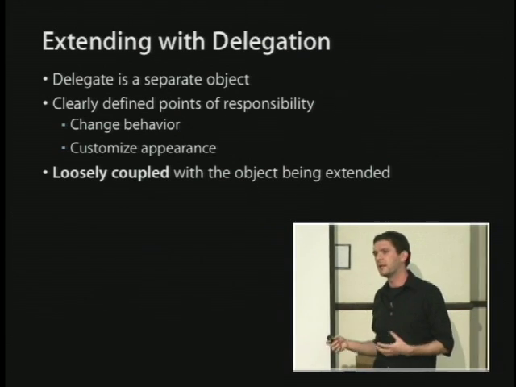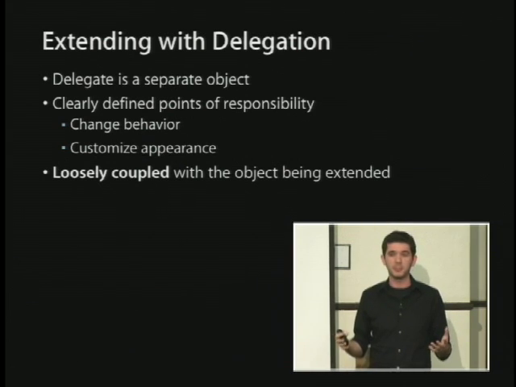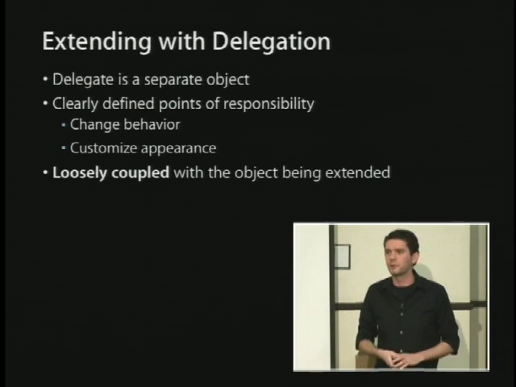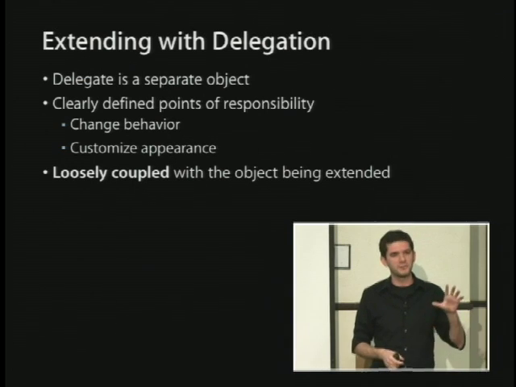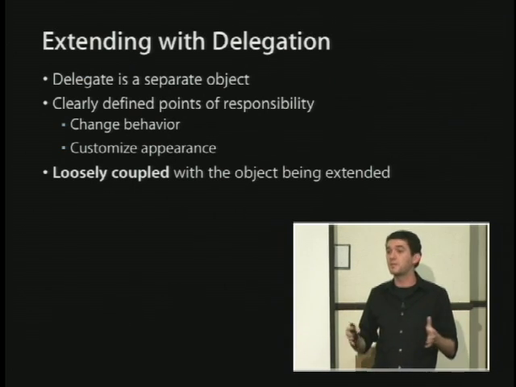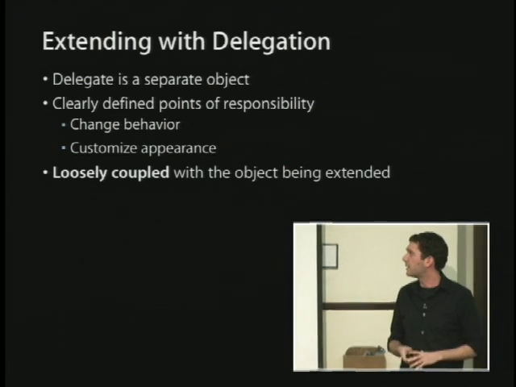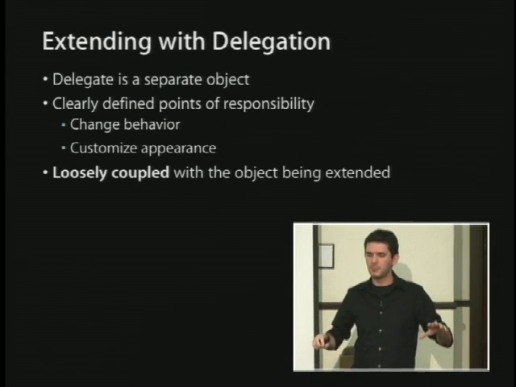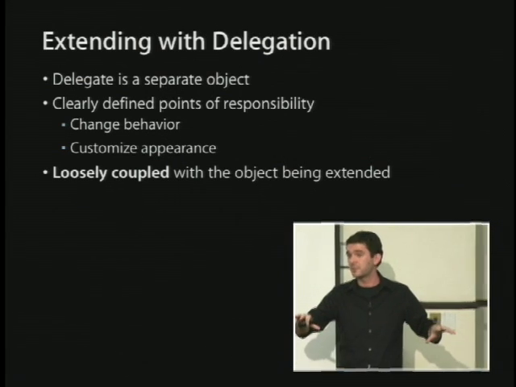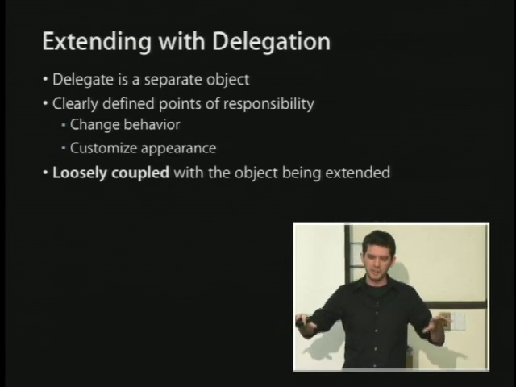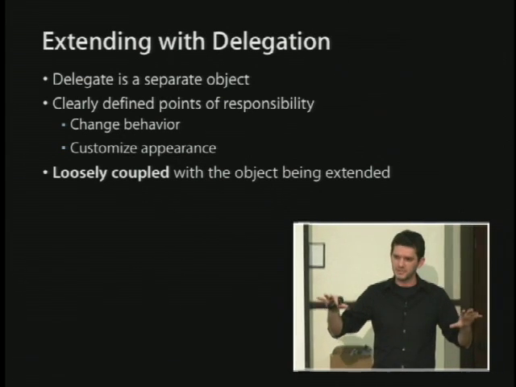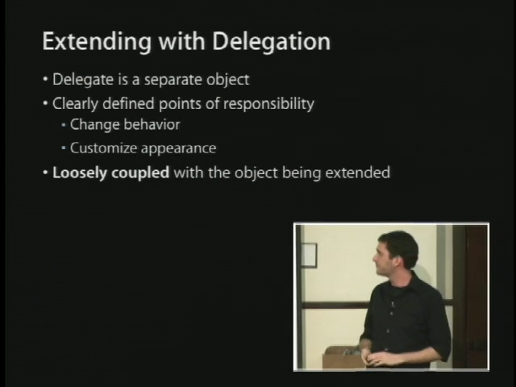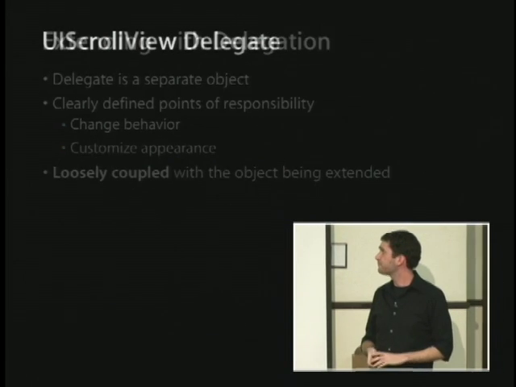It's not quite as open-ended as subclassing, where the subclass might go ahead and change anything on the superclass. There's a very clear, defined set of points where you can change behavior and change appearance. And one of the benefits of this is that it maintains a loose coupling between these objects. The view itself and the view controller, or whatever other controller object is the delegate, isn't a direct subclass of the scroll view, and it's a bit more loosely coupled than the tight coupling of subclassing.